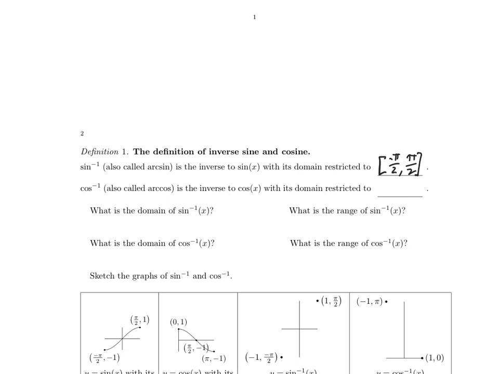Inverse cosine, also called arc cosine, is the inverse function to cosine after you restrict the domain of cosine to be [0, pi].